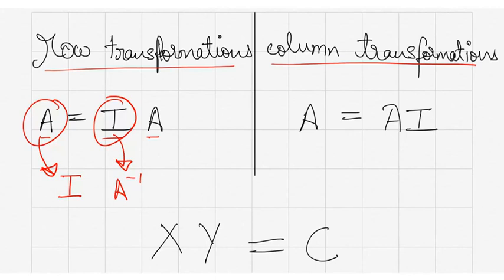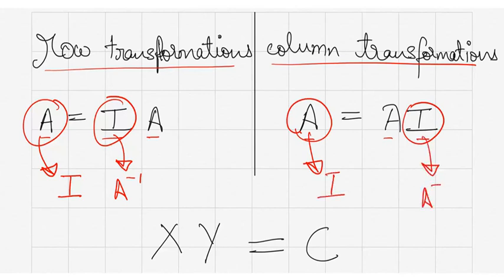However, when we use column transformations, we begin with the equation A is equal to AI, and we apply transformations to this matrix here and this matrix here. This gets converted to a unit matrix, and this gets converted to the inverse of the matrix.